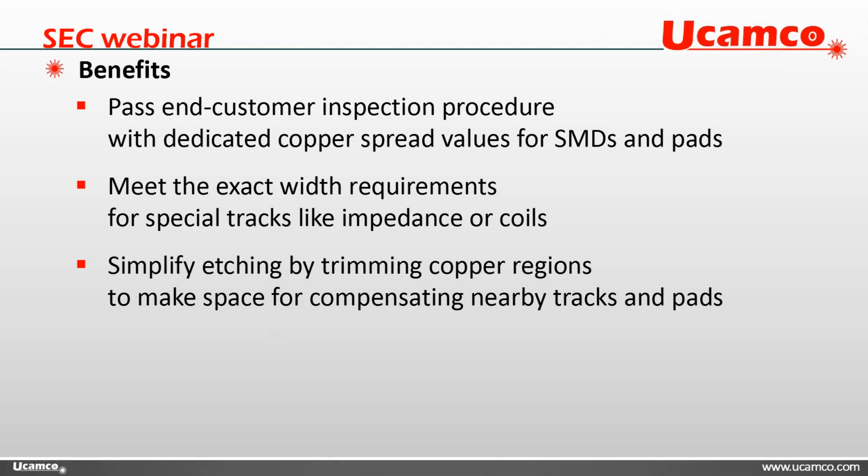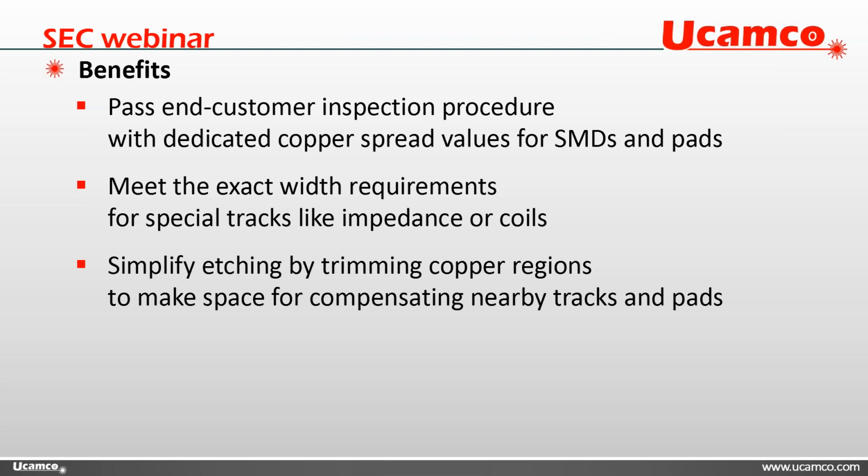So the benefits are that you can pass your end customer inspection procedure with dedicated copper spread for SMDs and pads. The SMDs and the pads will have the correct size in the end in your quality department. The same goes for tracks, and especially also the special tracks like impedance or coils. If they have to have a very specific value, then you can also set the values extra for your tracks.